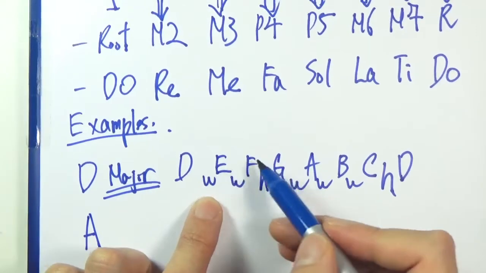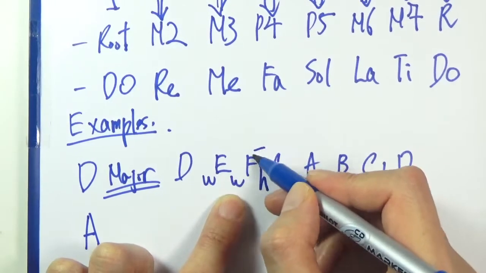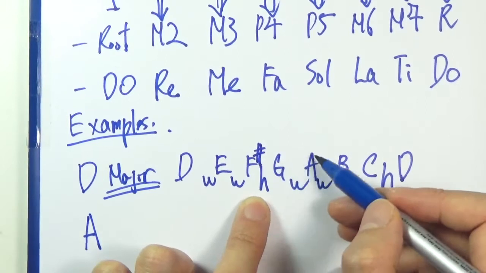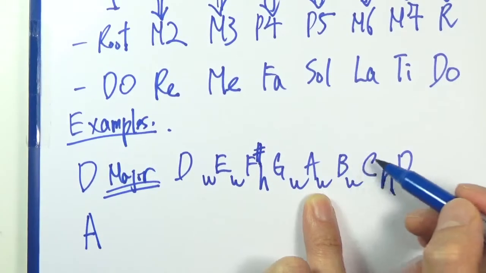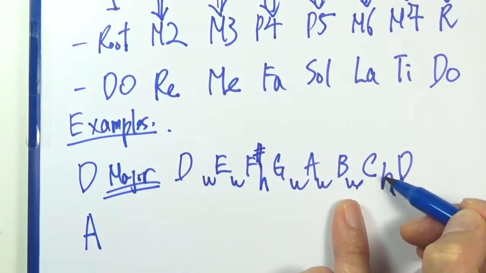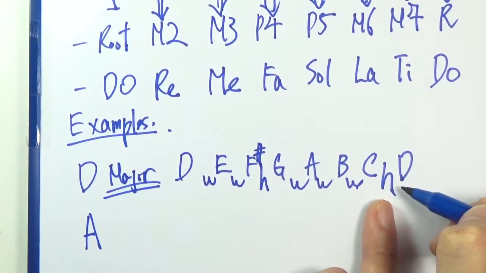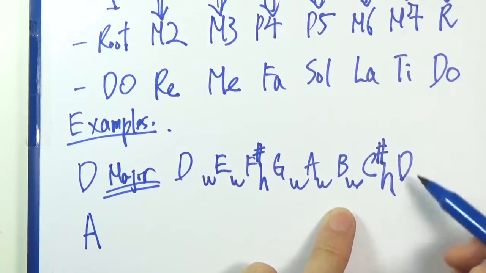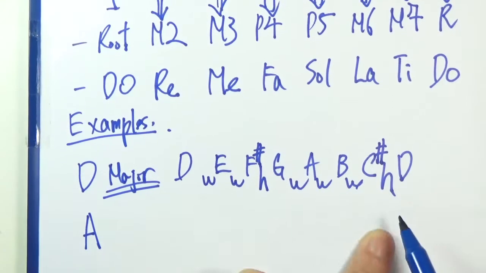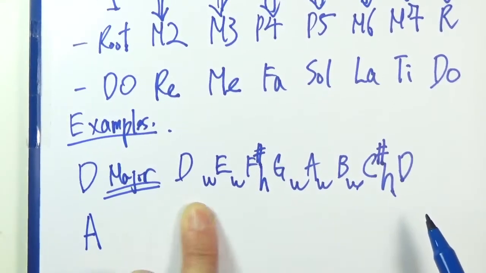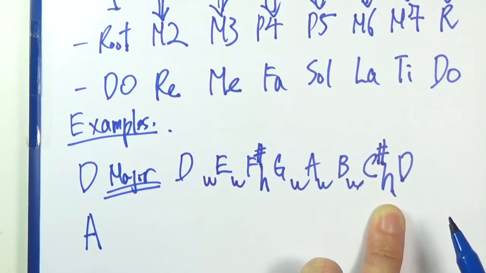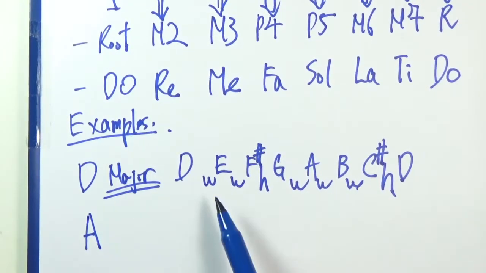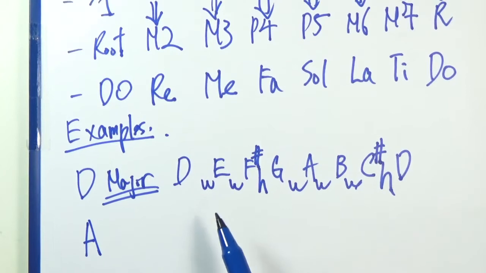D to E is a whole step. E to F is too small, I need to raise the F. G to A whole, A to B whole, B to C too small, C to D too large, so raise the C to C sharp, and then we would have these intervals here. That would fit the interval pattern. So that's an example done by literally counting the interval pattern.